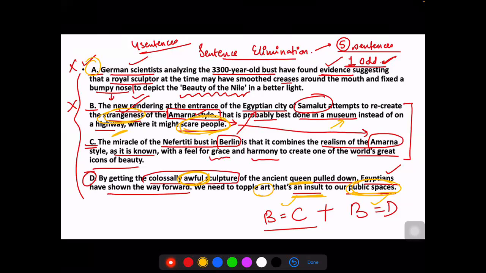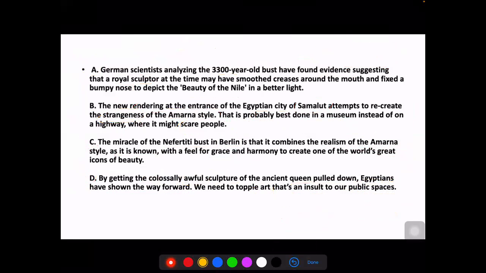They're not talking about the scientist. They're not talking about any evidence. They're not talking about the beauty of the Nile or the royal sculptor, which has some damage on the mouth or the nose. So definitely the elimination will be done for A option. So A will be our final answer.